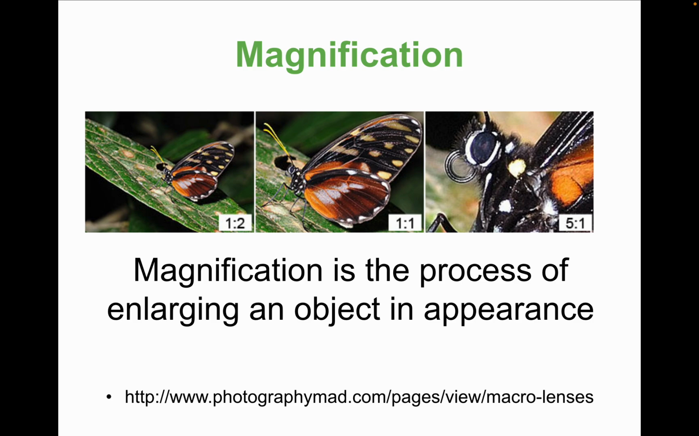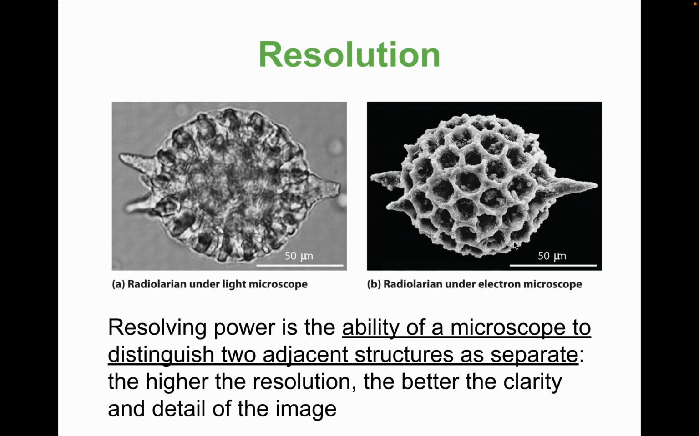It's basically like holding a simple magnifying glass to a book and seeing the letters in a bigger version. It's the same with organisms such as this butterfly over here. You can zoom in on it until you see the little fur on the butterfly. However, there's also the parameter of resolution. Resolving power is the ability of a microscope to distinguish two adjacent structures as separate.